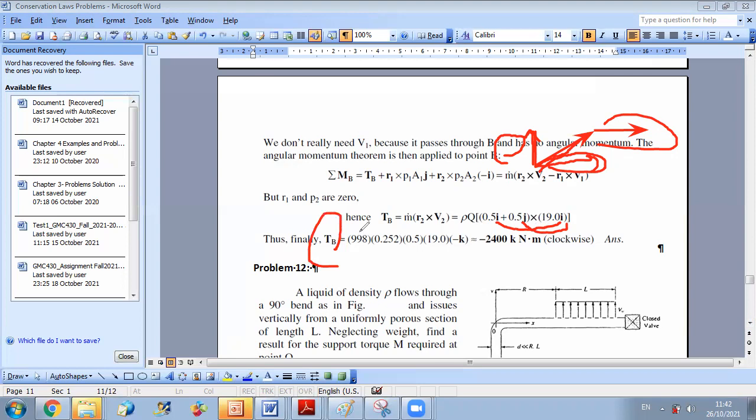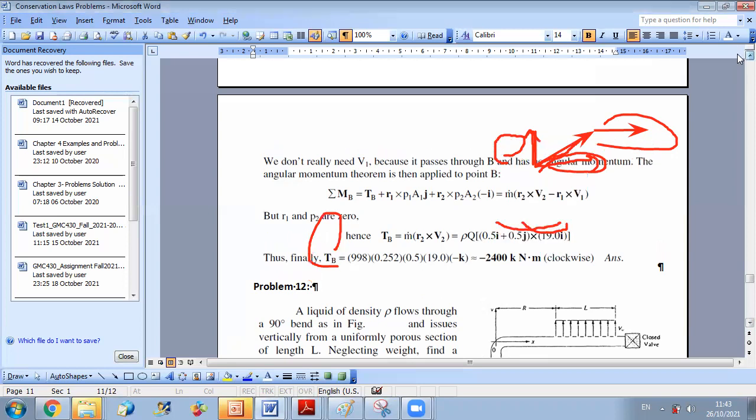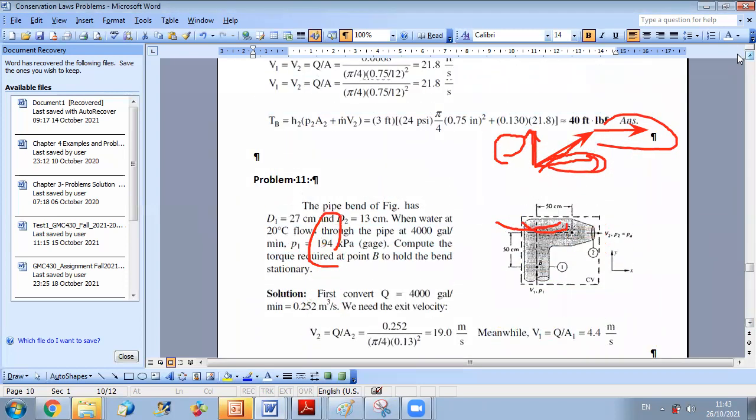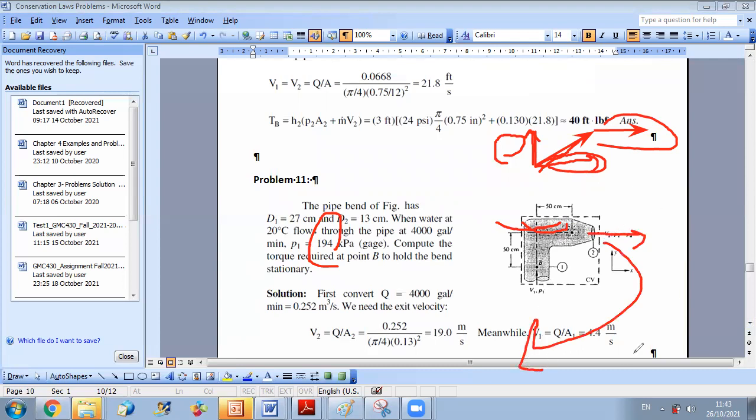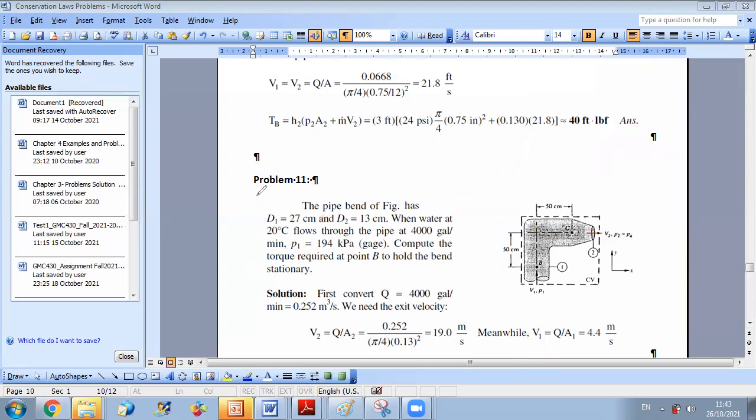Okay. And if you didn't do the vectorial method, you can just look at your figure, and from the right-hand rule, you can say that the moment of vector m dot V out is clockwise. And since TB is equal to this couple, TB is clockwise, equal to the moment of m dot times V2 times this distance. So you are free to use either of the two methods, the right-hand rule method or the vectorial method, to get your angular momentum. Great. Any question on this problem?